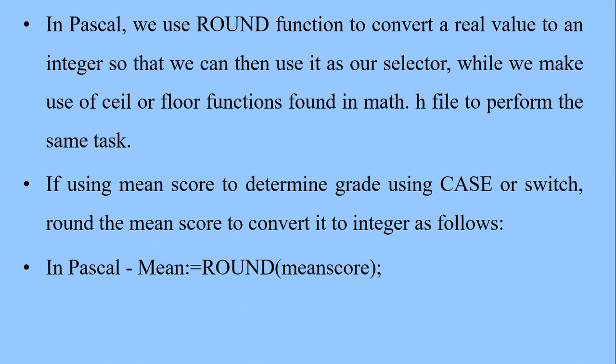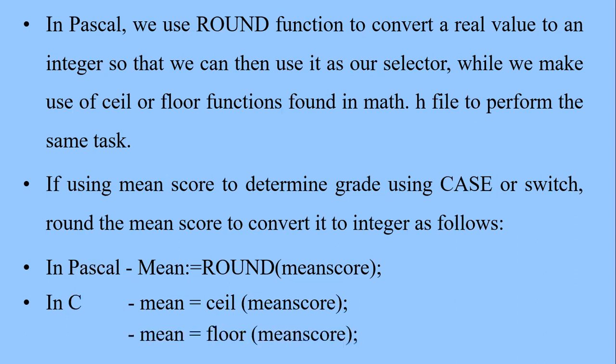In other words, this function is converting the real data type to an integer. So mean in this case will be an integer, while the mean score is a float, or a real. But in C, we do the same using the function ceil or floor to round off. So the two can be used.